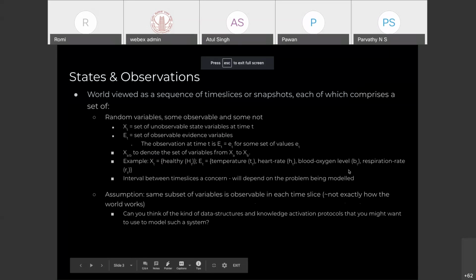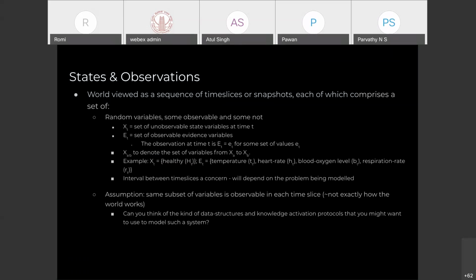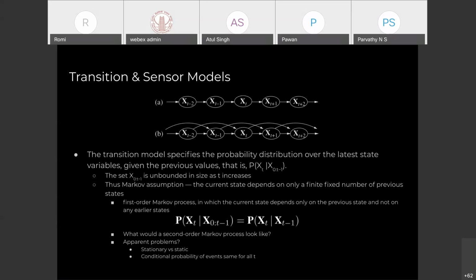So this is what our model comprises of: states and observations. And now we come to our transition and sensor models. This is all what a probabilistic reasoning model over time would look like. Okay, so we have a Bayesian network that is growing with time. The first diagram over here that you see is a first order Markov model. Why? Because we are just concerned with the state that is the one that is before me.